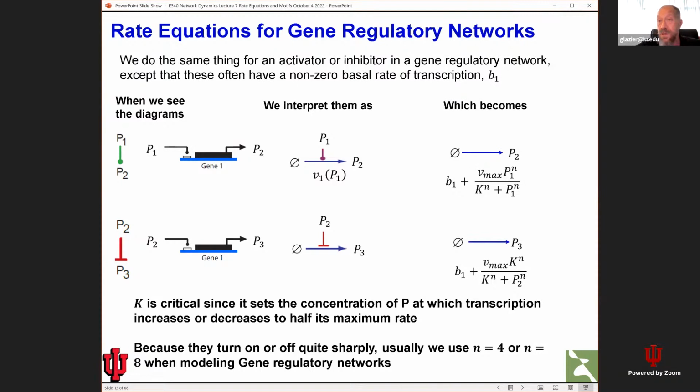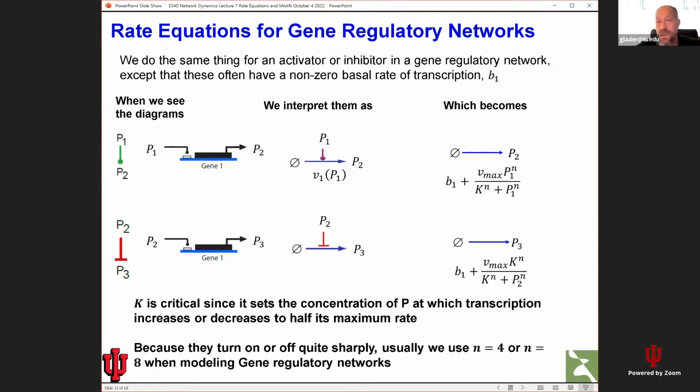In the case of gene regulatory networks, genes typically turn on or off pretty sharply as a function of the concentration of the promoter or the inhibitor. And so the exponent that we use tends to be pretty big. The sort of default guess is 4 or 8. If you look in Herbert's textbook, where he has a sort of a library of possible functions, you'll see typically 4s and 8s in the exponents.